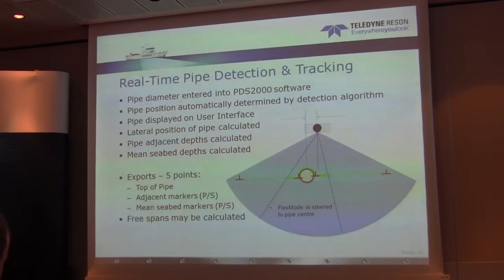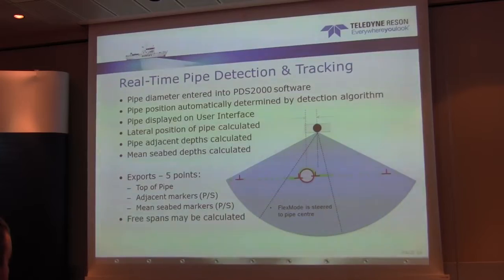Okay, the last one was the pipe detection algorithm that we used. This is the algorithm that's embedded in PDS, and it's also now embedded in the SeaBat user interface. It analyzes all the data coming in and finds five points: the top of the pipe, the seabed just adjacent to the pipe, and the mean seabed. It does that for each ping on the fly, so it makes it much easier to get this information rather than doing it in post-processing or maybe even manually.